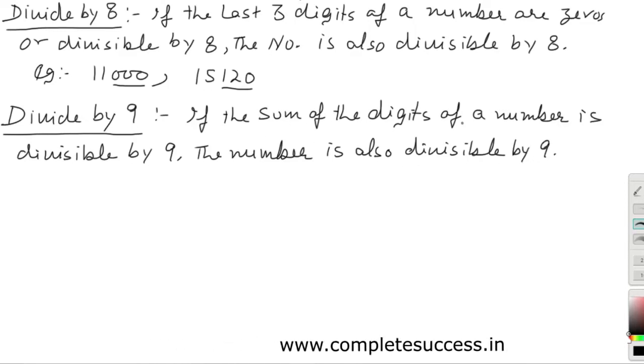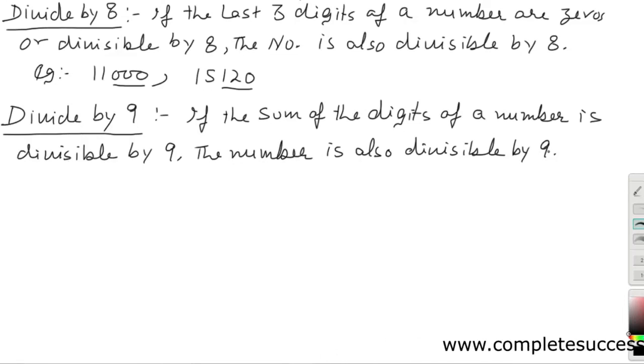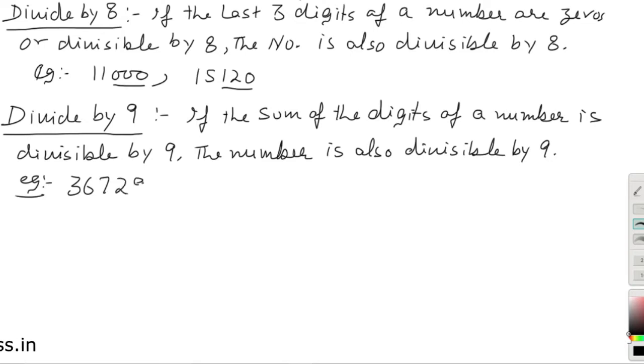If the sum of the digits of a number is divisible by 9, the number is also divisible by 9. Example, 36,729. Is this number divisible by 9?